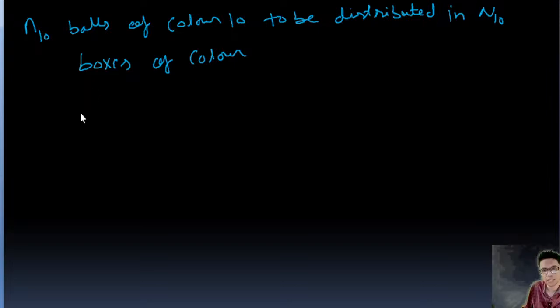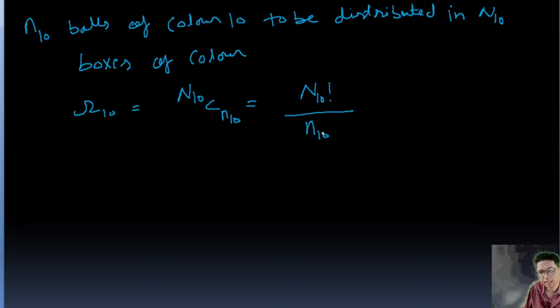So in that case, omega 10 is going to be this one. Capital N10 C small n10, right? Or we can write capital N10 factorial upon small n10 factorial into capital N10 minus small n10 factorial. Okay.